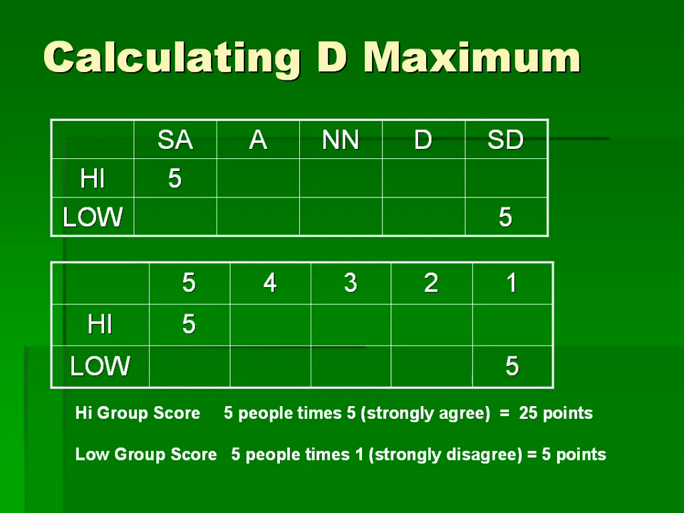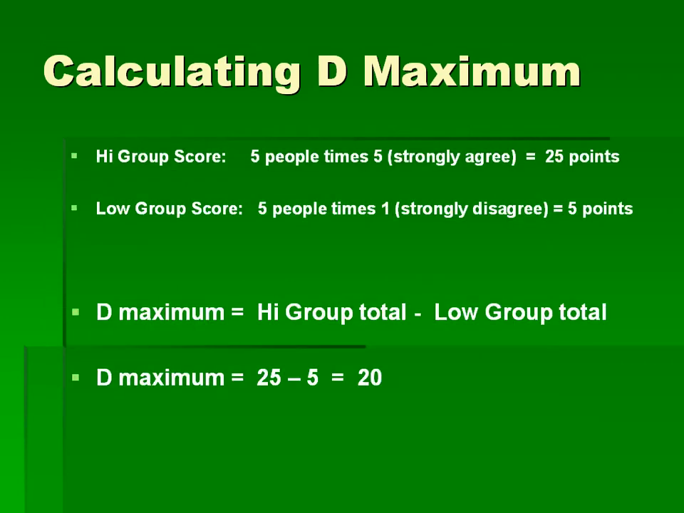Theoretically, then, the maximum possible points the high group could get, because there are 5 people in it and they all strongly agreed, would be 25 points. And the low group, there are 5 people in it, and the lowest score they could get is 1 point each, so they would get 5 points total. Now to calculate the Dmax, it's the high group minus the low group. On this slide, Dmax is high group total minus low group total, so Dmax for all the items on this test would be 20.